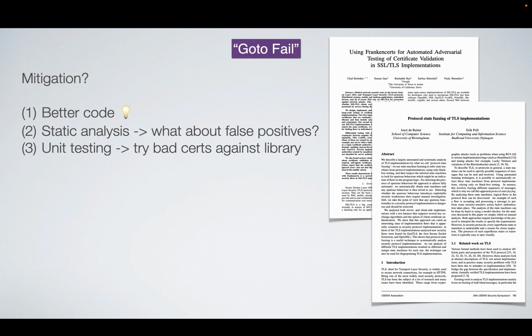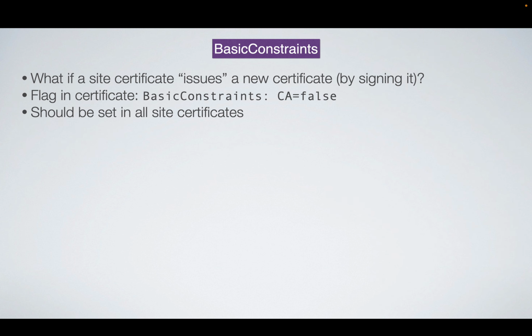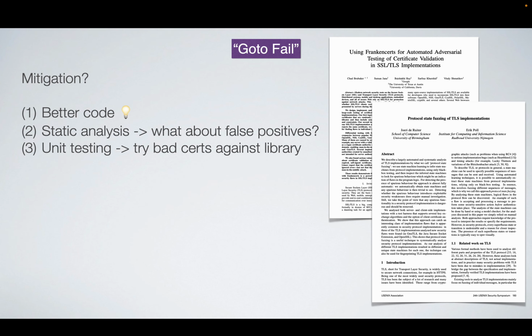Unit testing is what you should have done. You should have tried to throw in a bad certificate, and when it passes, be like, oh, something's wrong, and then reverse engineer it. So that was the academic output: we need better unit testing. And yeah, that's the story of goto fail.